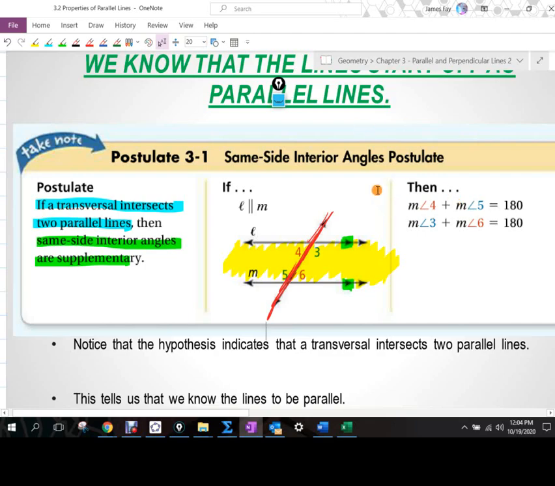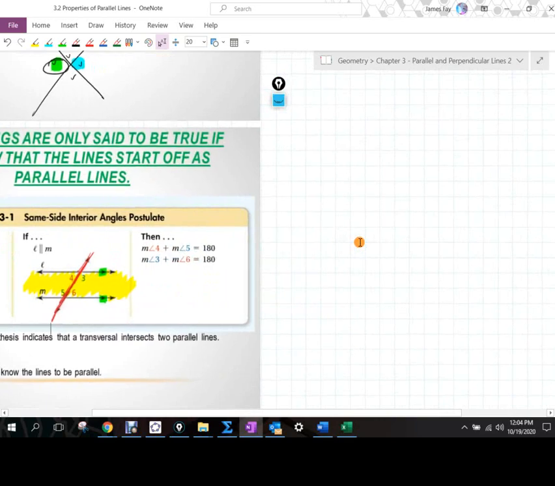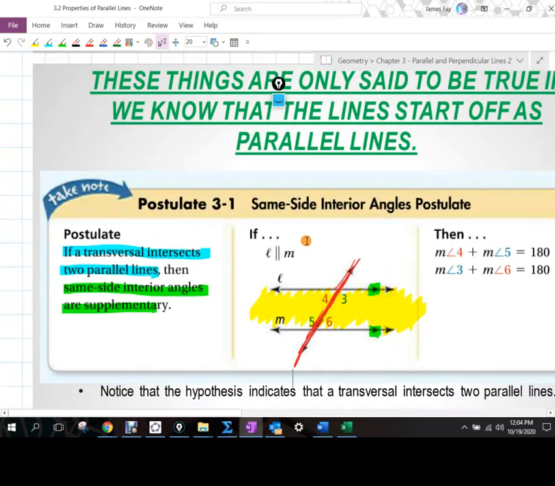Something that I think is beneficial to see, obviously it's a postulate, so we can't prove it, but we can kind of justify it with some pictures. So let me open something for us real quick.